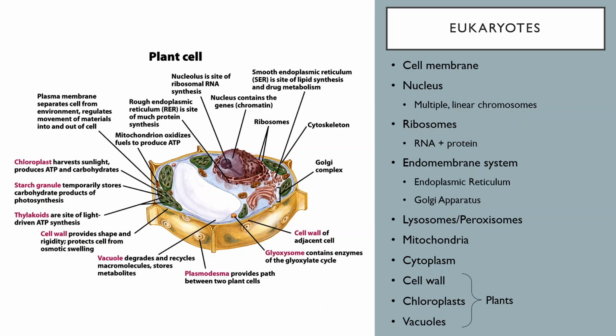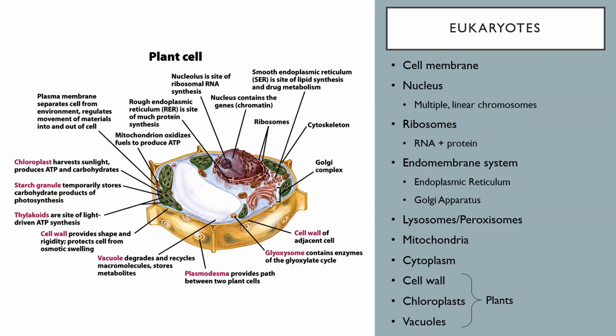The chloroplasts are the organelles they use to convert light into chemical energy. But plants do also have mitochondria. So the chemical energy they produce from light then gets broken down by the mitochondria. And then organelles called vacuoles, which are there to help degrade and recycle macromolecules and to store metabolites.